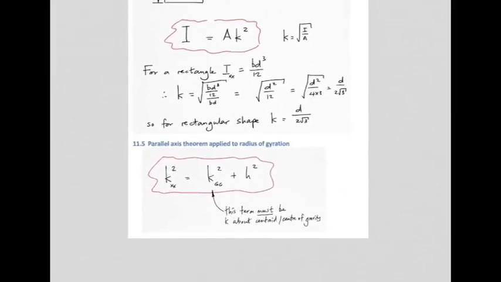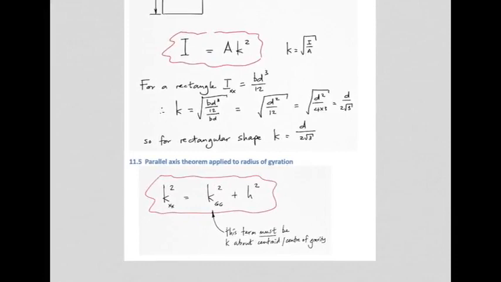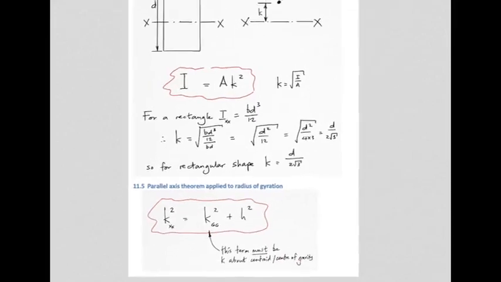Now radius of gyration, this new quantity we've just learnt about, can also have the parallel axis theorem applied to it. Just like I values can have the parallel axis theorem applied to them, so can K values. However, there is a rider. This term over here must always be K about the centroid, or the center of gravity. Very similar to the I values.